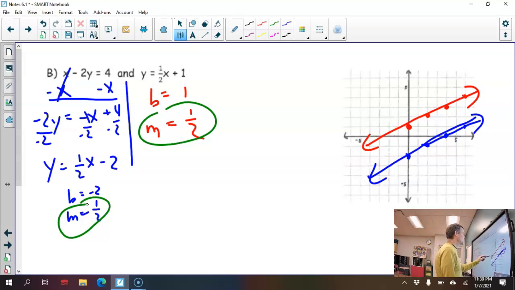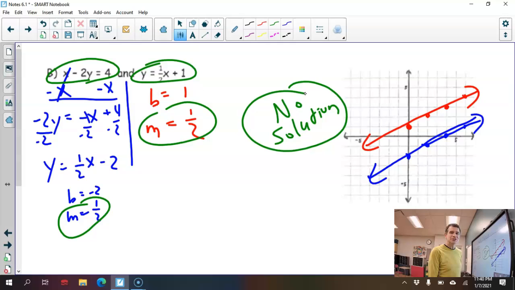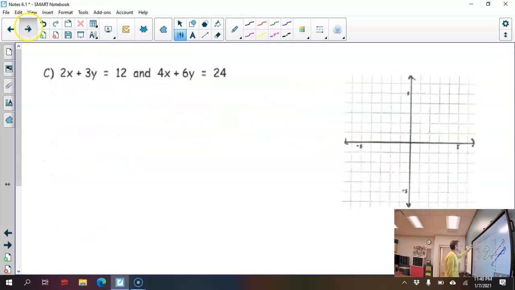So all the points on the red line are solutions to the red equation. All the points on the blue line are solutions to the blue equation. But these lines do not have any points in common. There is no point that is a solution to both equations. So this would be an example of a system that has no solution. All right? And I got one more for you.